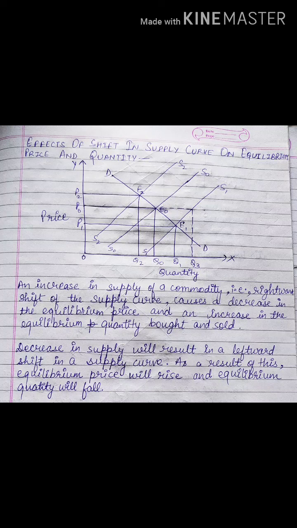Now we are going to start up with the topic: effect of shift in supply curve on equilibrium price and quantity. Last time, what we did was the effect of shift in demand on equilibrium price and quantity. There, supply was constant. We did not touch the supply line, we just shifted the demand curve. Now here, what we will do is look at the effect of shift in supply curve on equilibrium price and quantity.